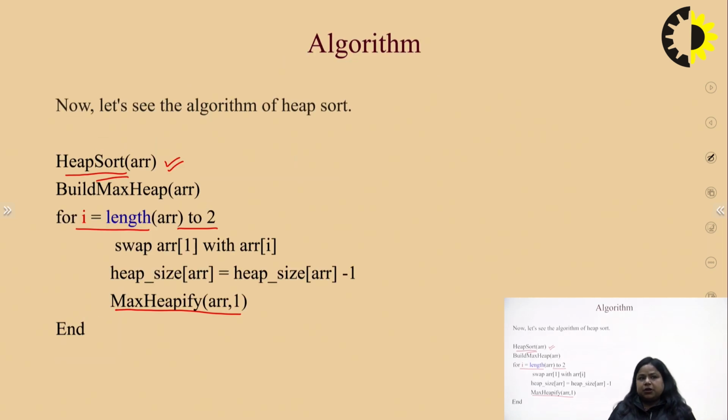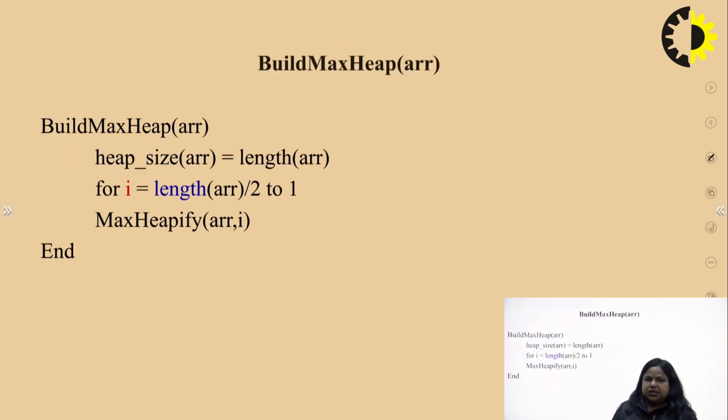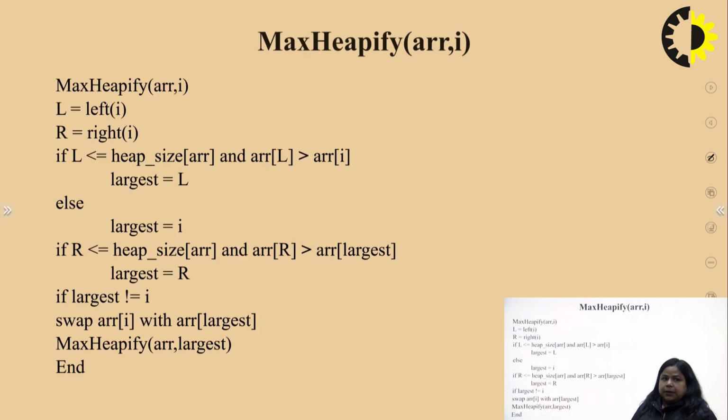Before we talk about the heap sort algorithm, we should know what we mean by the terms build max heap and max heapify function. The build max heap function first finds the size of the array, which is equal to the length of the array. Then we apply a loop from the length of the array divided by 2 minus 1 up to 1, sorry, and apply the max heapify function onto the given array. This function plays a very important role.